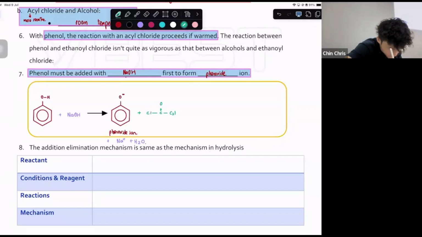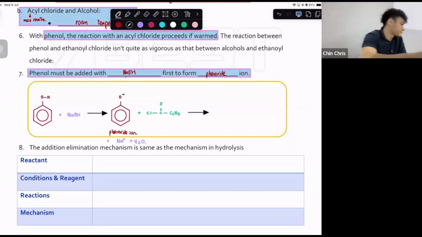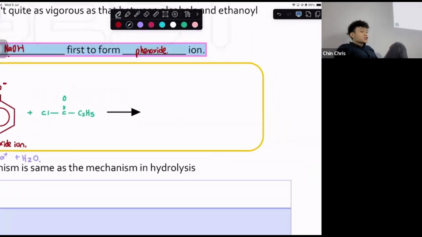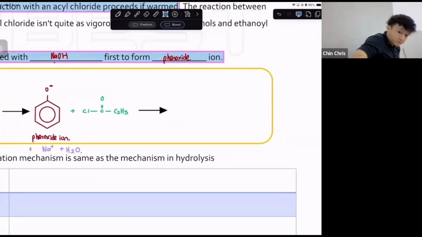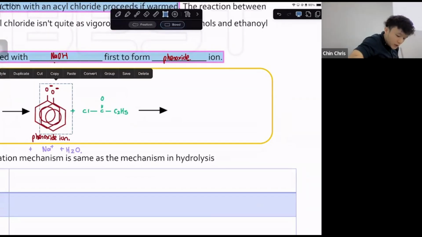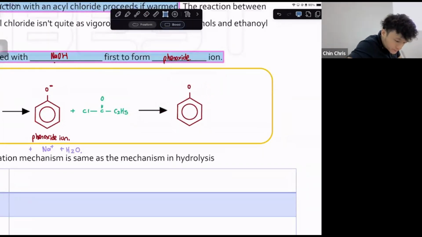Wait, do you know what's the key? All right, guys, go draw the product for me. Let's go. Your final answer. It's going to turn into what? C2H5.